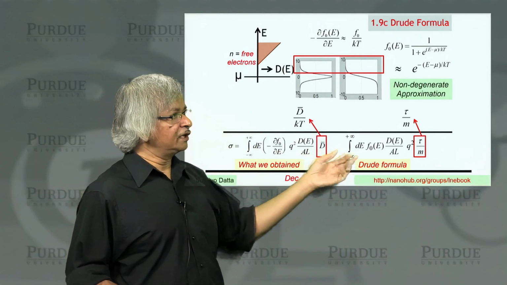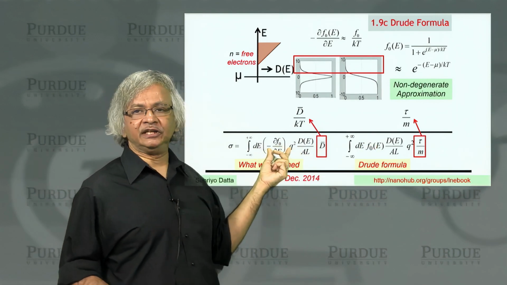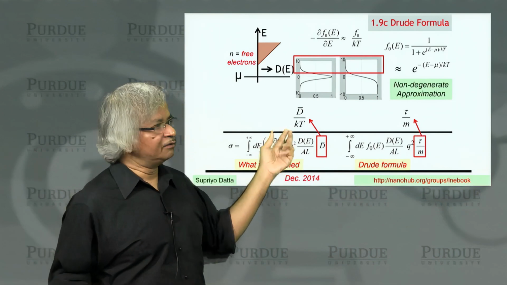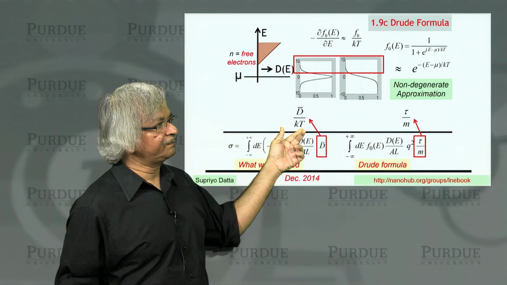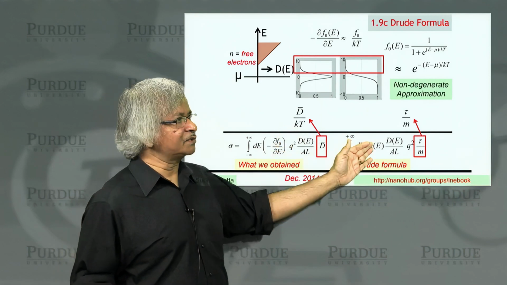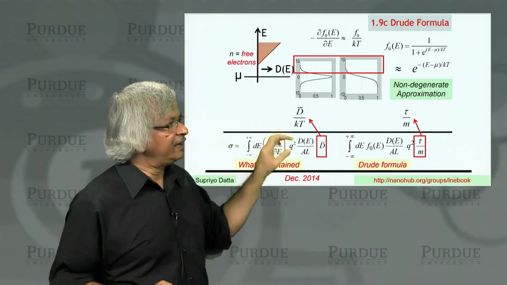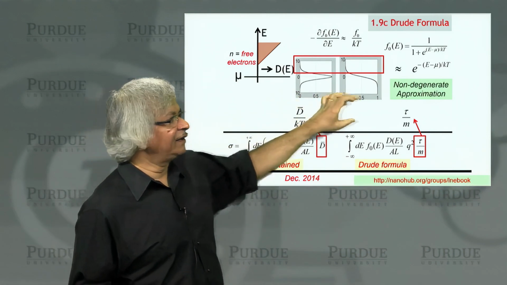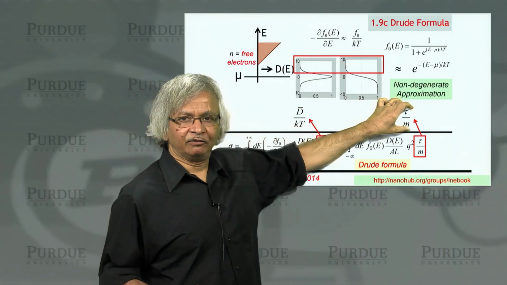And also, instead of f, we have df/dE, but then df/dE is like f divided by kT, which is why I've divided it by kT. So you could say that this expression and that expression are essentially the same, except for a factor of D bar over kT over here and a factor of tau over m over there.